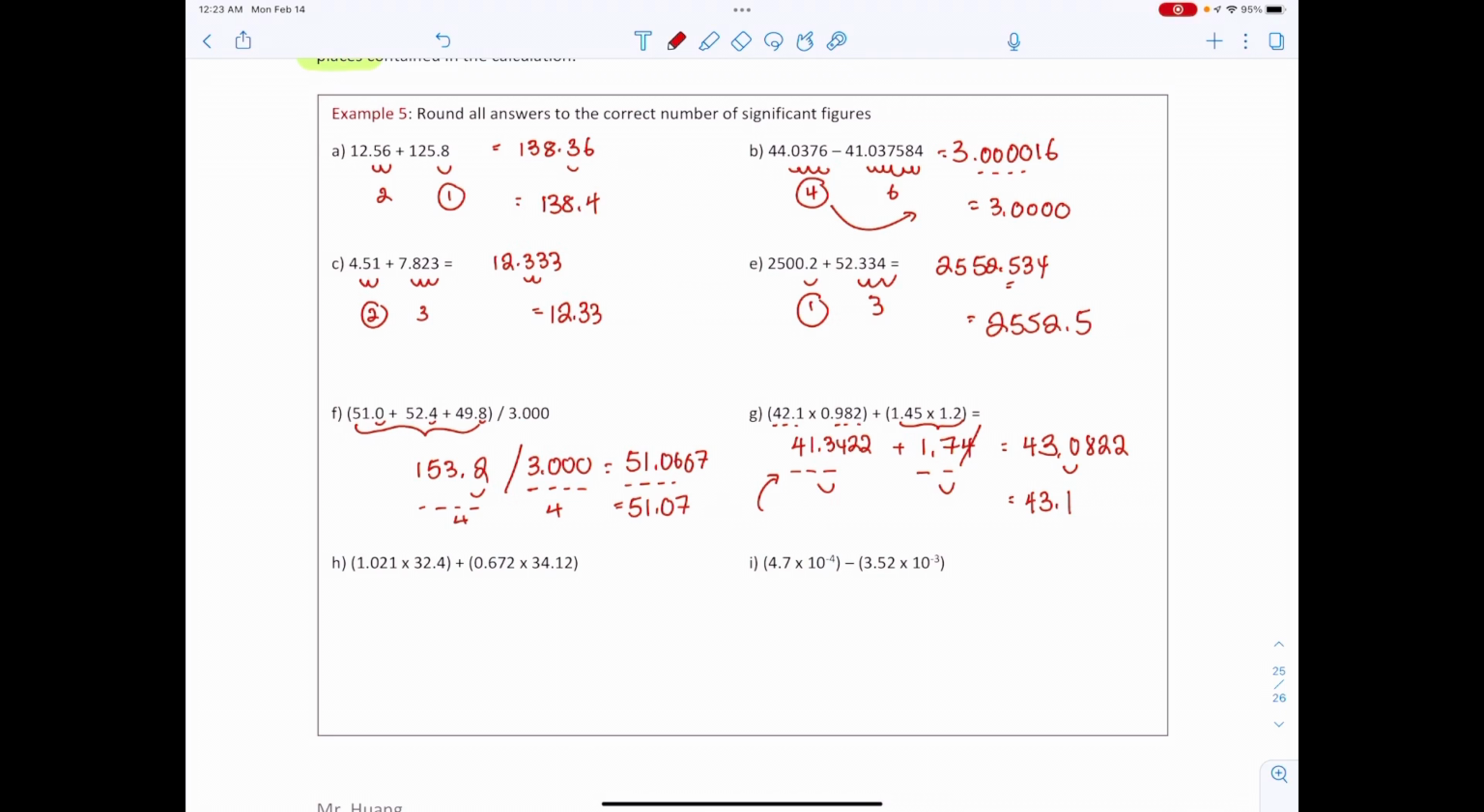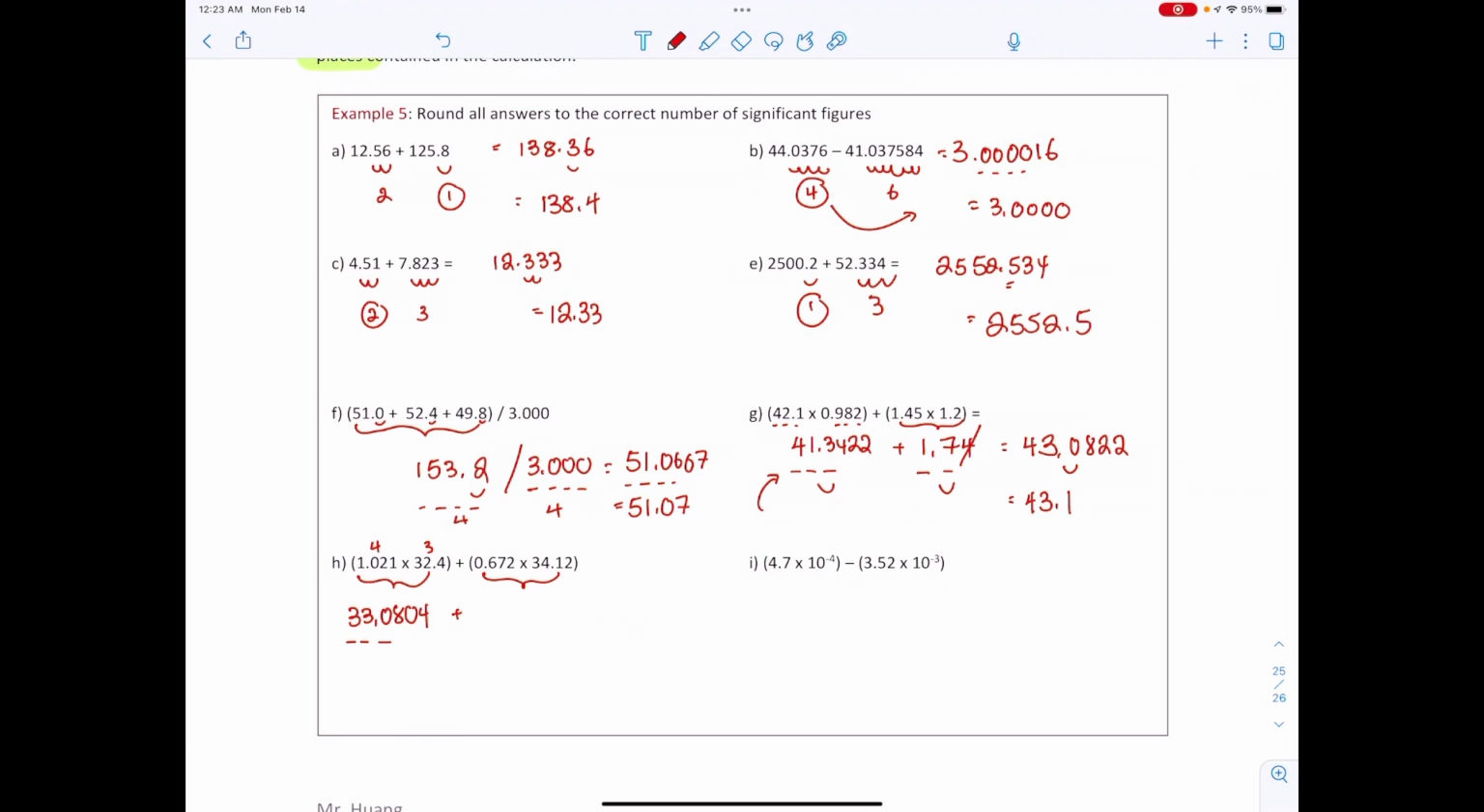Okay, H works in a similar way. If I do this, I get 33.0804. But keep in mind when I'm multiplying, my answer rounds to the least number of significant figures. So 1.021 has 4 significant figures, 32.4 has 3 significant figures, which means my answer should technically only be up to here. Okay, let's take a look at the next part.